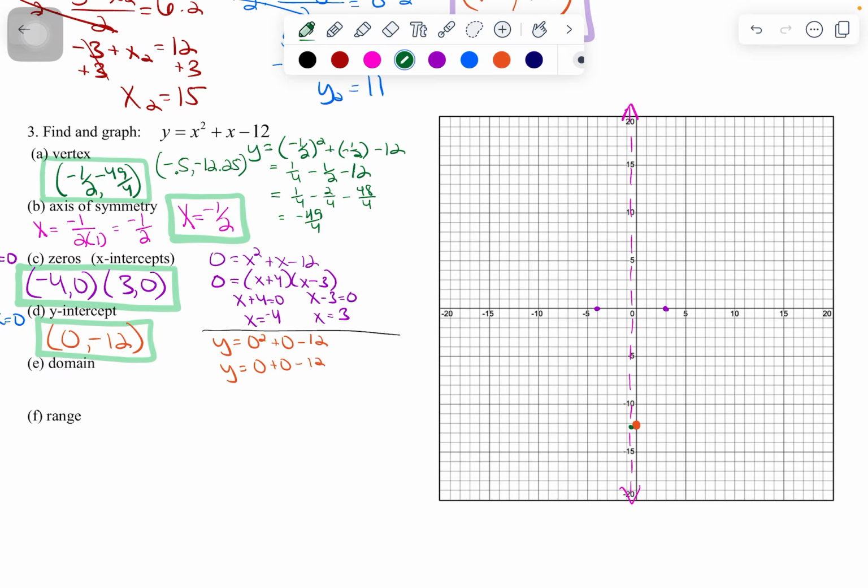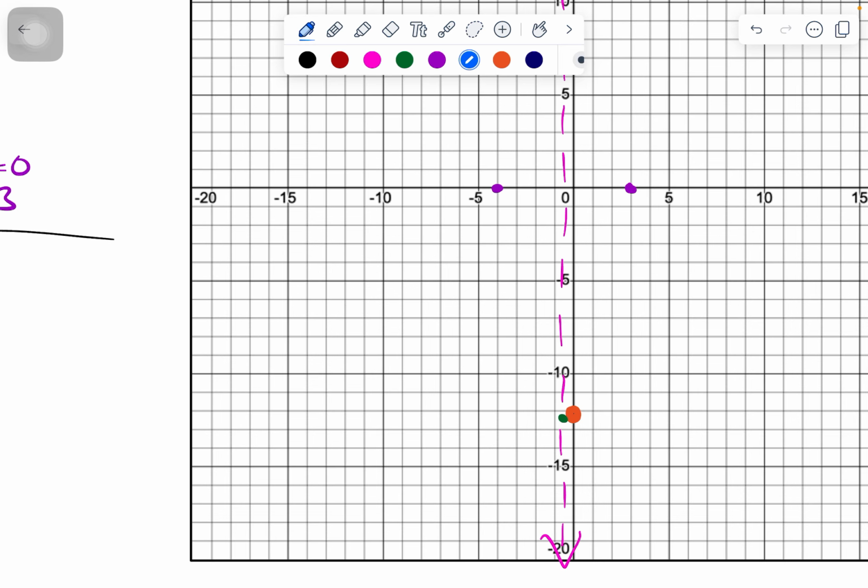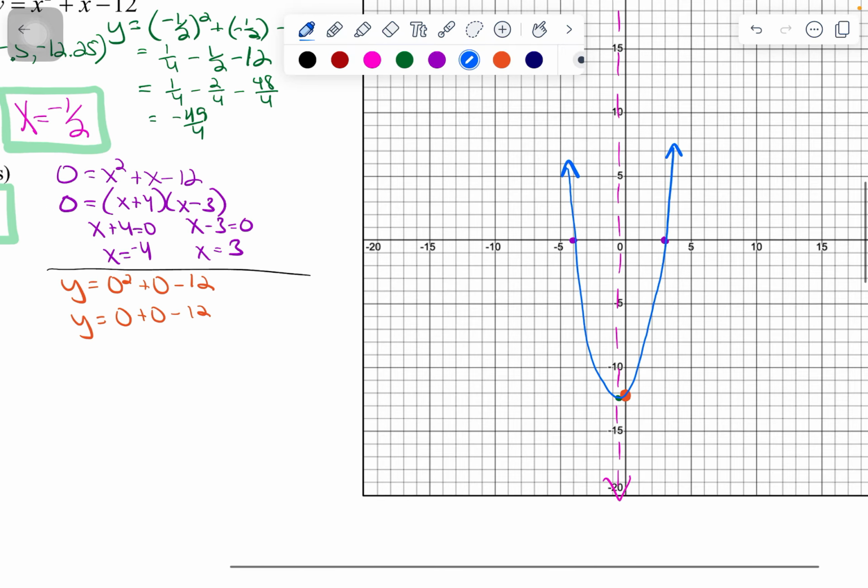Nope, we're all good. So let's see how well I can draw the curve that goes through that vertex and that y-intercept. Ooh, that just got really bad. Hold on a second. Let's try that again. Make it a little curvier. Slightly better. All right, that works for me.